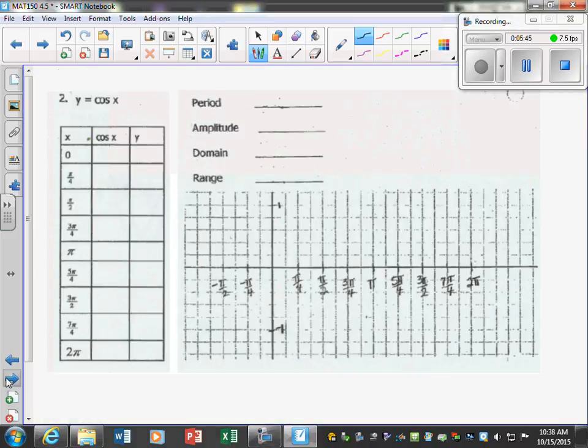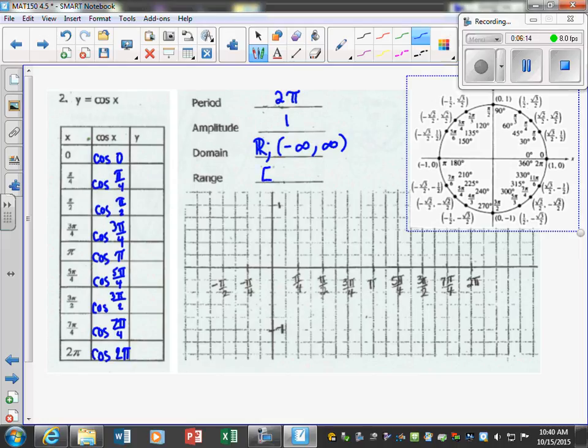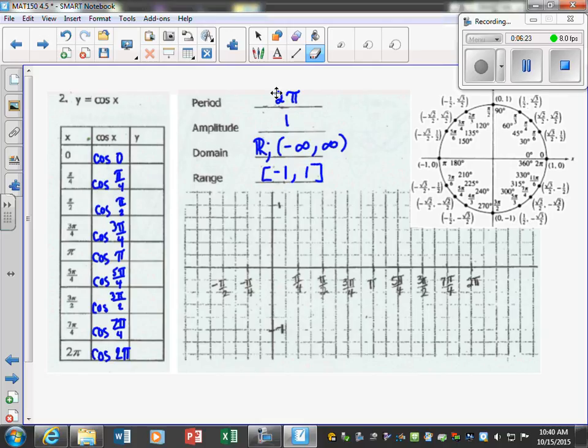And the next one we're going to look at is the parent graph of y equals cosine x. So I'm going to pause it and plug in these particular values right here first, and then we'll get started. Okay, before we start evaluating, we're going to say that our period is 2 pi. The amplitude is going to be 1. Our domain is all real numbers, which again is negative infinity to positive infinity. Then we have range is going to be -1 to +1. So you can say your domain either way, all real numbers, or you can just leave it in interval notation.